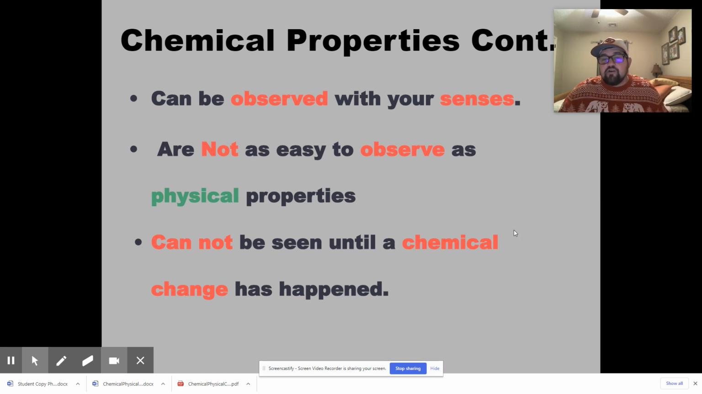And this is all part of our new unit, though. We're going to focus on the physical and chemical properties, and we get to changes before the semester ends. That's great. But right now, this is what we're focusing on.